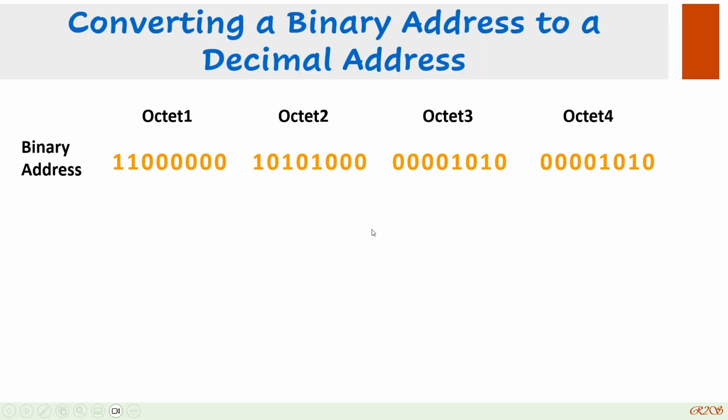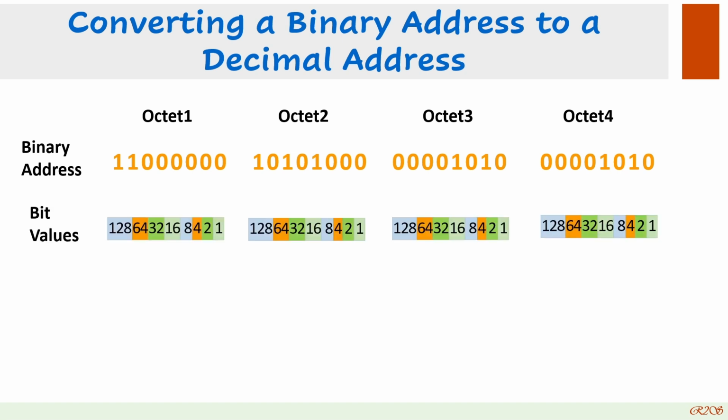Now if you look here, we have the binary values of all 4 octets, that means an IP address in binary format. If we want to convert this to a decimal value, here are all the bit values, right? In octet 1, the first 2 bits are 1, so we add only the corresponding decimal values of the first 2, which is 128 plus 64, which is 192.